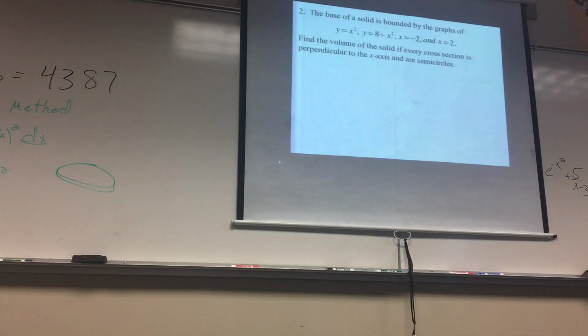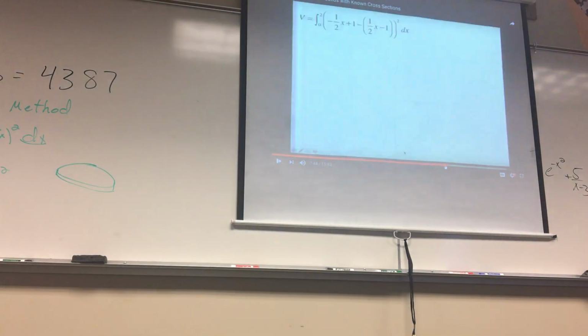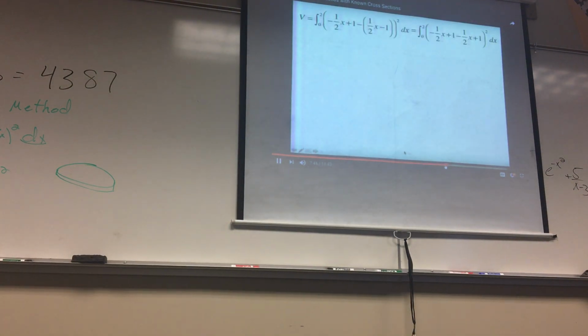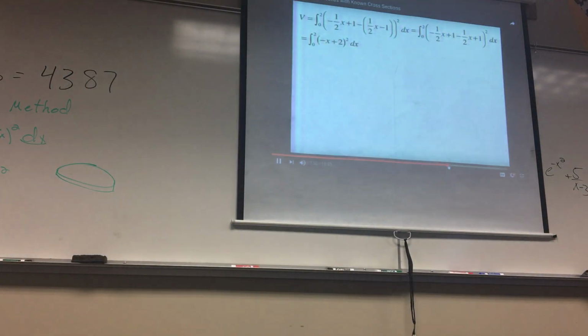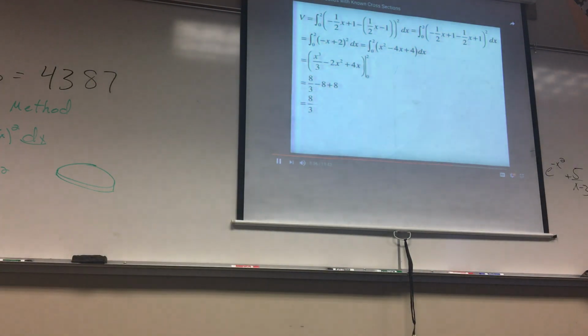Okay, let's go back. Top minus bottom, and then simplify, combining like terms. Then I can go ahead and multiply this out, the square. And simplify. So the volume of that pyramid is 1/3.